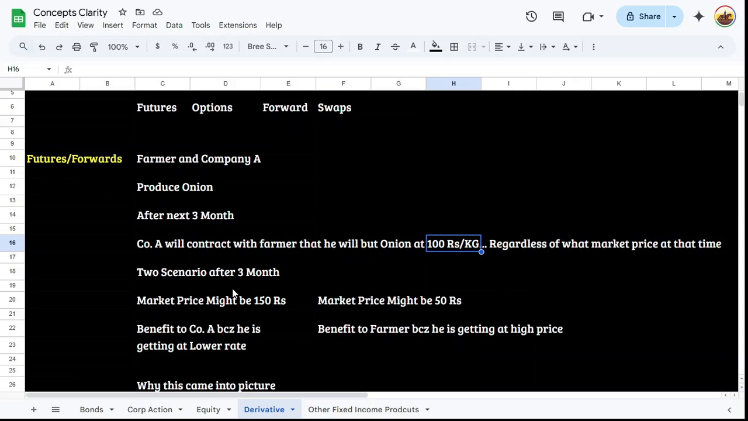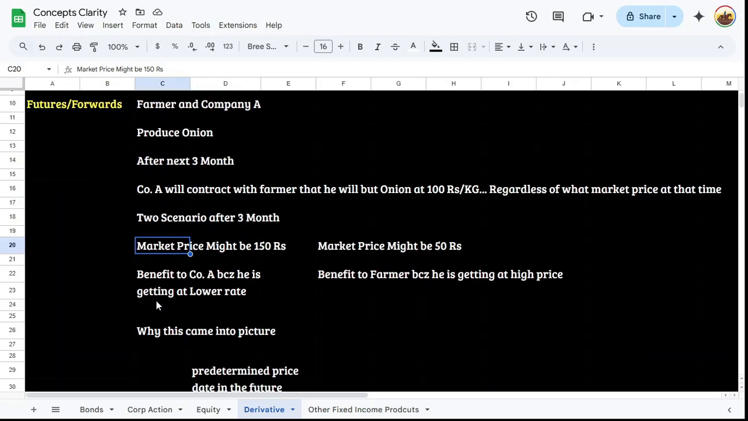So in this case the market price is 150. If the company today went to the market to buy the onion, it would have to pay 150. But company A already contracted with the farmer 3 months before that it will buy at 100 rupees. Then company A has a profit of 50 rupees. The opposite can also happen: prices might fall because of overproduction or anything. If the market price is 50 rupees, the farmer is benefited because the company has to pay him the 100 rupees per kg price. So this is the scenario.